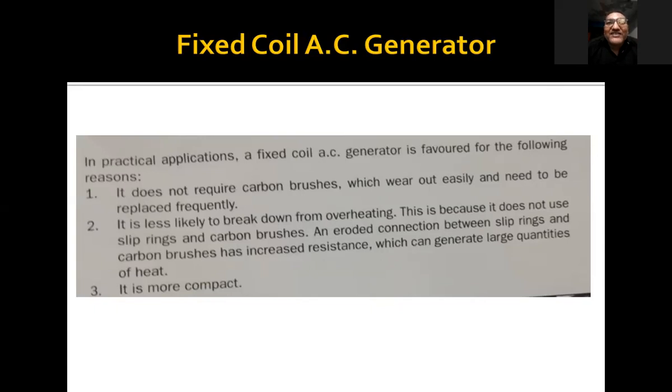That's the one reason. It is less likely to break down from overheating. This is because it does not use slip rings and carbon brushes. An eroded connection between slip rings and carbon brushes has increased resistance, which can generate large quantities of heat. It is more compact. I hope that you understand that we favor fixed coil generators, and these are the three reasons why we favor them.